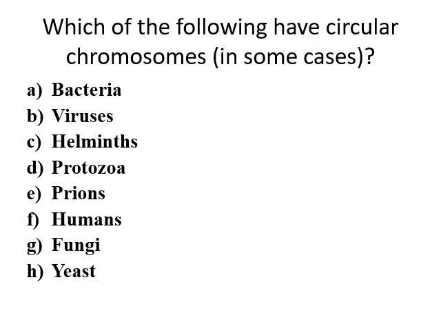Which of the following have circular chromosomes? The answer is bacteria and some viruses. Pretty much all bacteria have circular chromosomes, and they only have one chromosome. They also have a few additional chromosomes called plasmids. Some viruses have circular chromosomes, and some viruses have linear chromosomes.